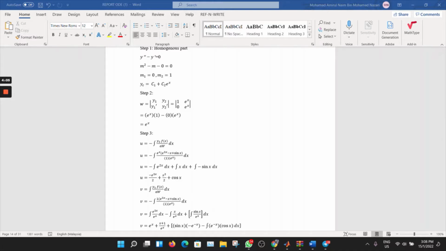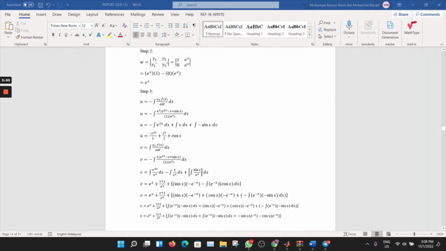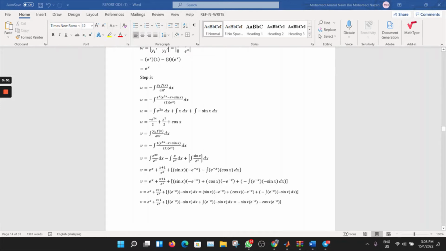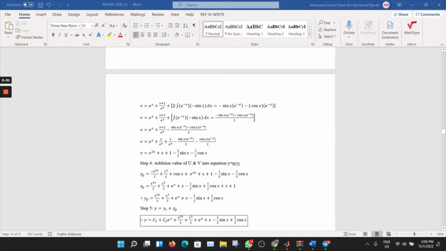the Wronskian, with y1, y1 prime, y2 and y2 prime. So 1, 0, e^x. So the Wronskian is equal to e^x. And then for step 3 we want to find u and v. So u is negative e^x over 2 plus x^2 over 2 plus cos x. And then v is e^x plus 1 minus 1 over 2 sin x minus 1 over 2 cos x.